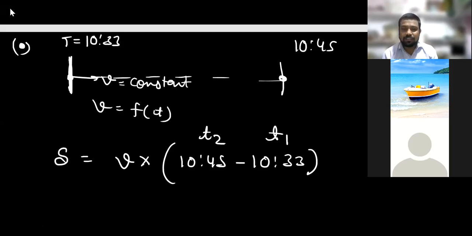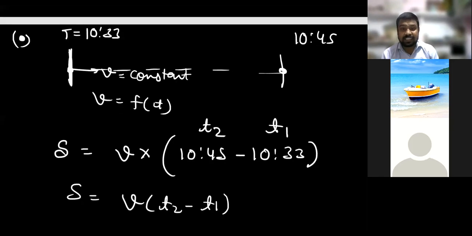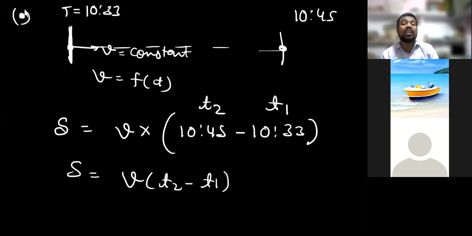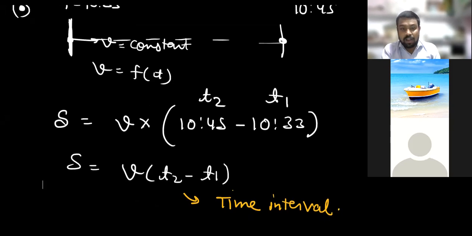So this displacement is v into t2 minus t1. Am I right, sir? And another thing is that this time is called the interval, this time is the duration. 10:30 to 10:45 is a duration or not? Yes, sir. So t2 minus t1 is the time interval. Clear, my dear friends?